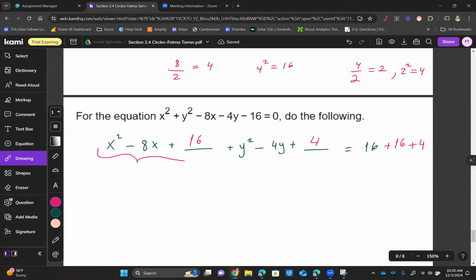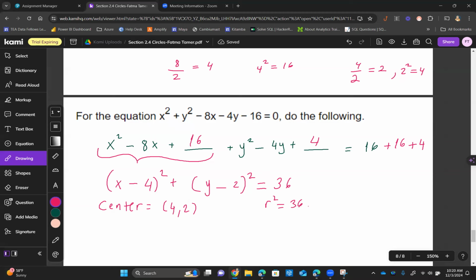It is time to factor each part. This will be factored as (x minus 4) to the second power. Here, I have (y minus 2) to the second power. 16 plus 16 is 32. 32 plus 4 is 36. So that means the center is (4, 2). And then r squared is 36. That makes my r value to be a 6.